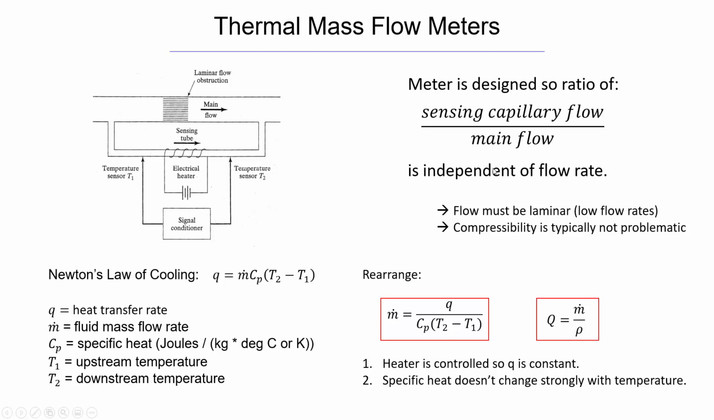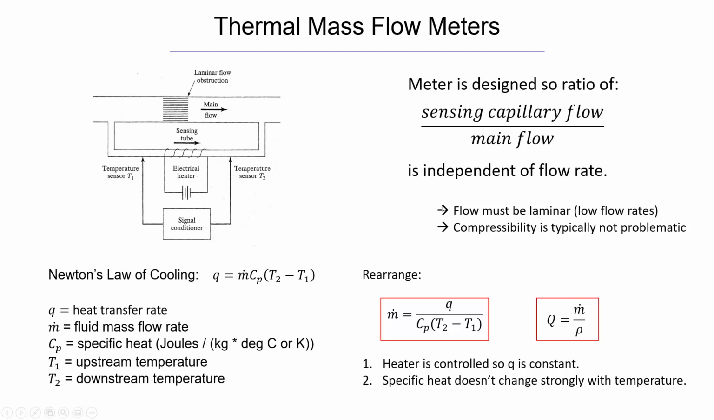So lots of different stuff on this slide. Let's start here. So the meter is designed so that the ratio of the sensing capillary flow and the main flow is independent of flow rate. What this means is that if you speed it up, you're not going to have more or less flowing here than you would if you hadn't sped it up. So it can be used for multiple different flow rates as long as you stay down where it's laminar.